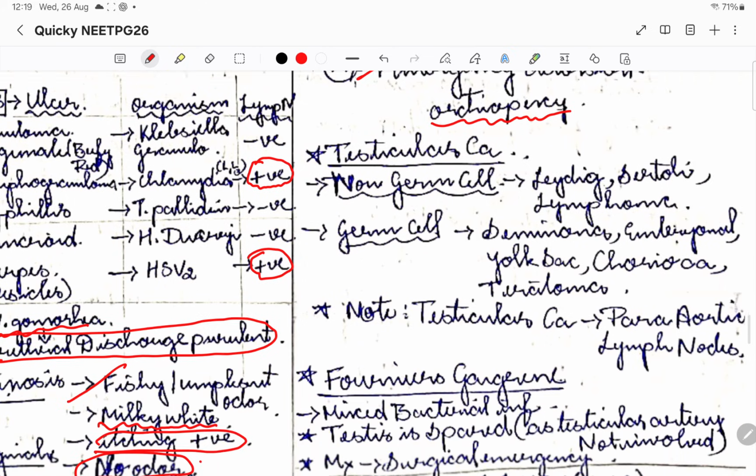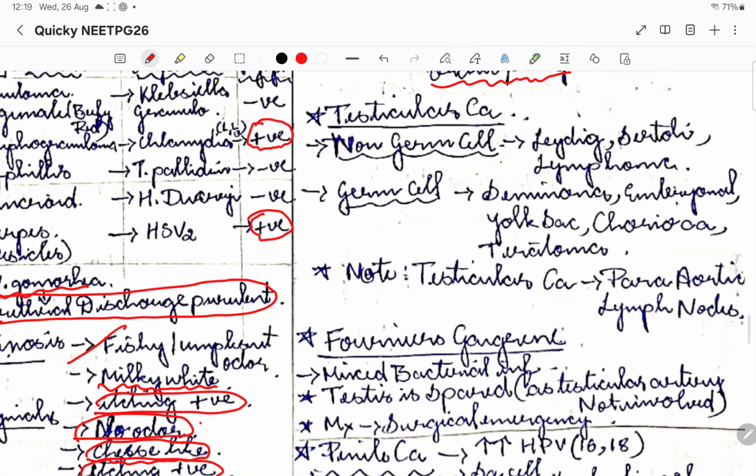Okay, then coming to testicular carcinoma. There are non-germ cell and germ cell carcinomas. Please go through all these types. It is not of much importance, but please do go through. These testicular cancers have been very common these days. So please note, very important note.